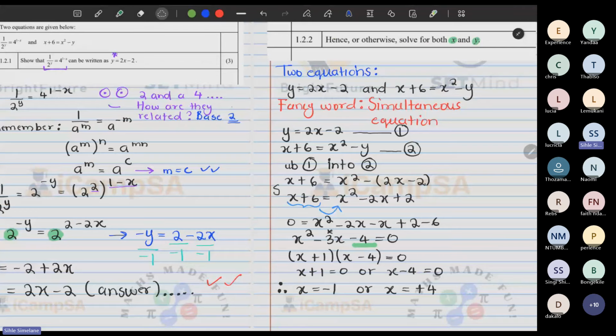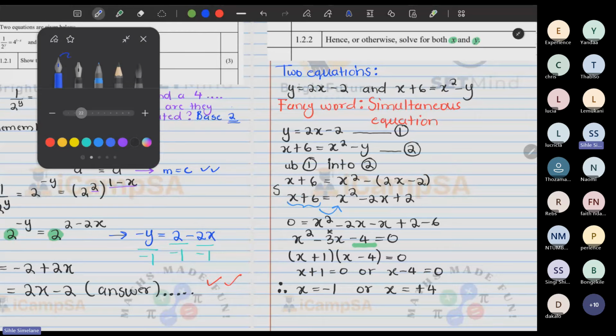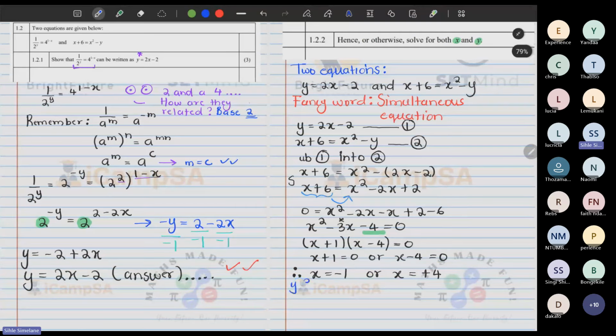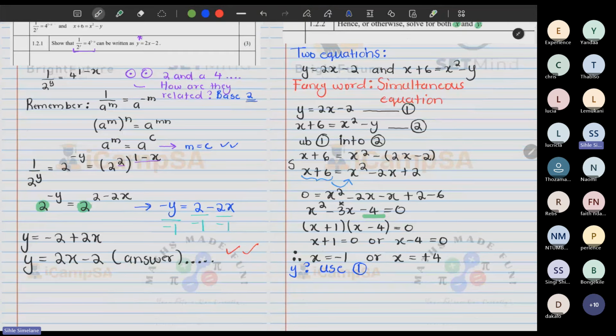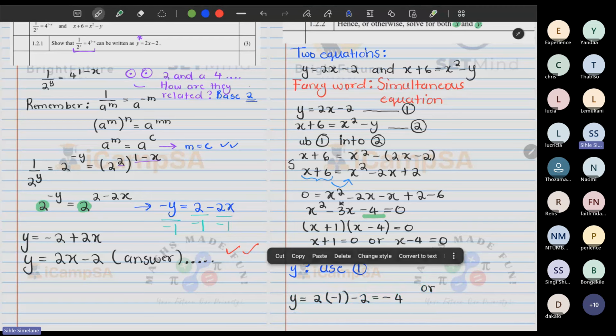Okay, maybe not. But what we are going to do is to figure out what is y, we are going to use equation 1. So I'm going to find the y value that corresponds to minus 1. Look at equation 1. Equation 1 says 2 times x. I have minus 1 here, then minus 2. What is the answer here, guys? That becomes minus 4. For this one here, I'm using x is minus 1.